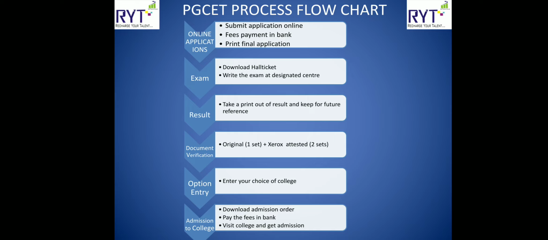There will be a first round of option entry, then a trial round of option entry. If you're not satisfied, you can go to a second round of option entry. Then there will be a final round. Sometimes, if there is time, they will go for another round of option entry also. You need to be very cautious in option entry, because that is where your final college will be selected. You need to be very careful on that. In upcoming videos I will explain complete details on how to do option entry. So, option entry is to enter your choice of college.